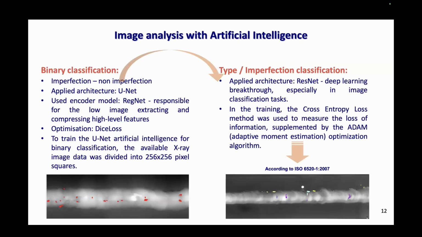So in this case, we need image recognition, and that's why we use ResNet, a deep learning architecture that is very good for classification. And after that, for the training, a cross entropy loss method was used to measure the loss of information, and a very commonly used ADAM optimization algorithm was used.